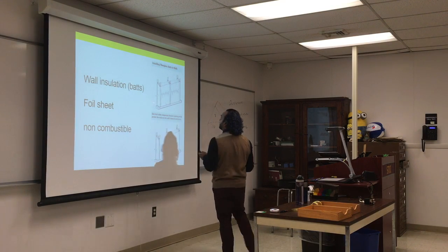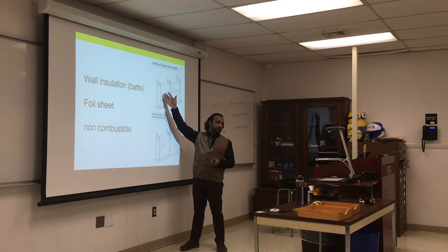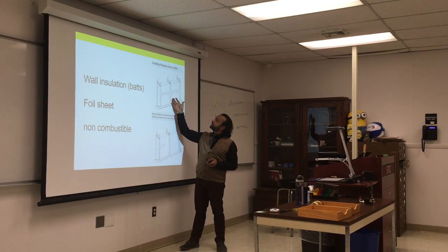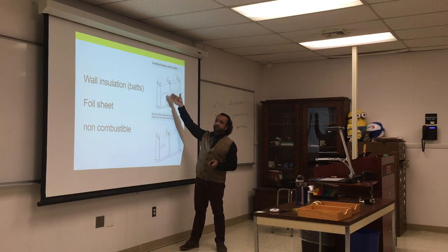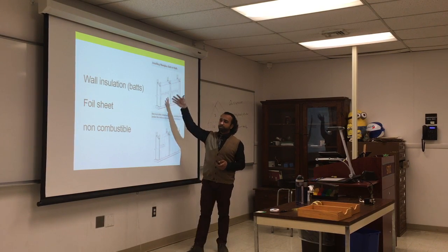Wall insulation, they call batts. This is something that we want to install in the house before you put in the drywall and the outside. And they are cut precisely to the size of the cavity inside. And sometimes they have foil sheet.